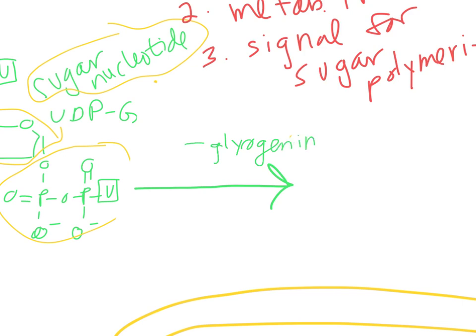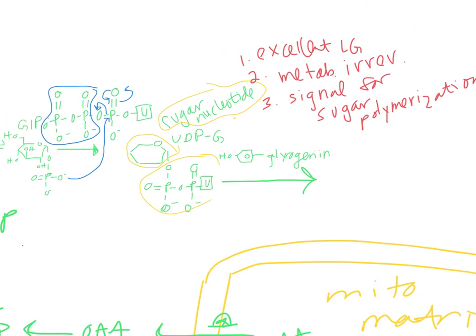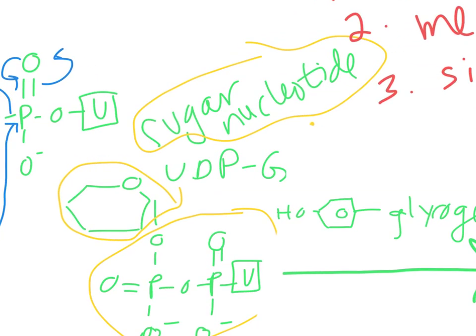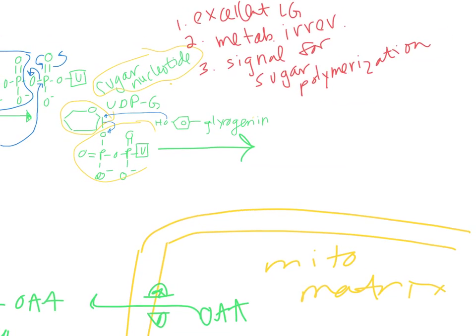And it has a tyrosine as its catalytic residue. Now this tyrosine is going to attack the anomeric carbon, and this UDP is going to be the leaving group. So the glucose is being transferred to glycogenin.